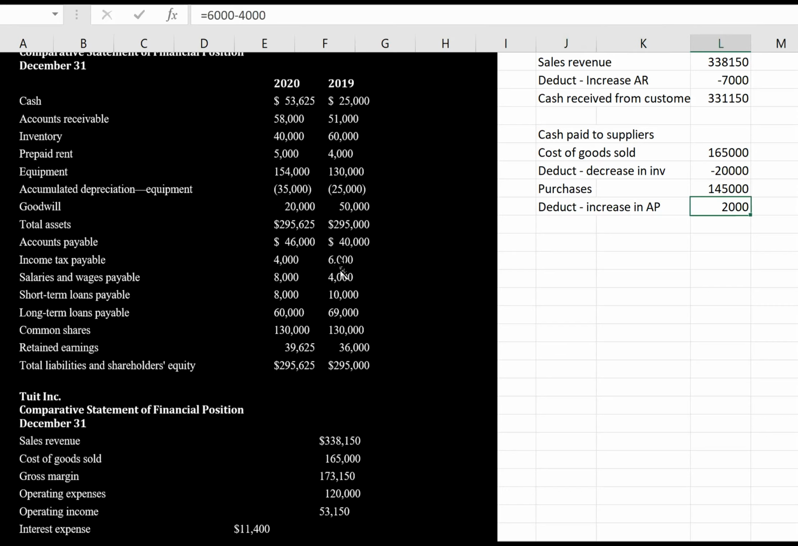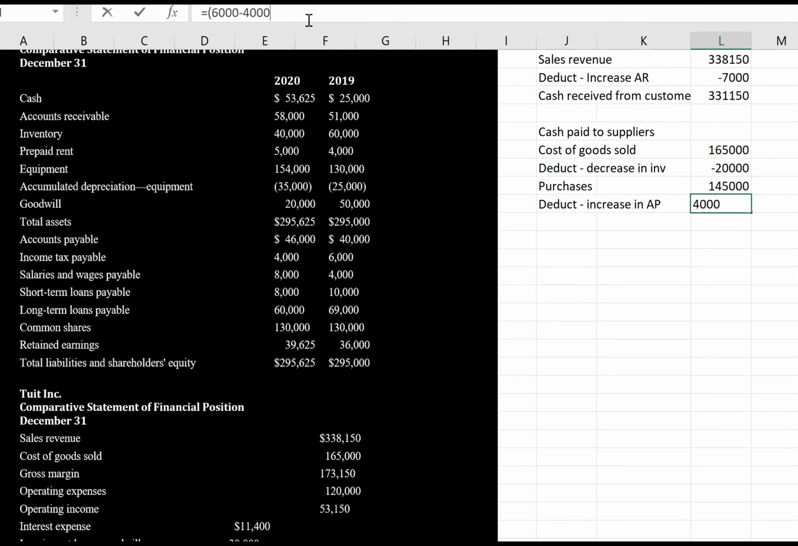Because it's a non-cash, it's a good thing. We haven't used cash to pay out AP, so we can deduct it from this cash outflow because we're looking at a cash outflow here, not a cash inflow, which can be a little bit confusing. This one up here is a cash inflow, which is why we're deducting the increase in AR. But here we're deducting an increase in AP because this is a cash outflow. So because our AP increased, we paid out 2,000 less cash. So we're going to deduct it from the cash outflow.